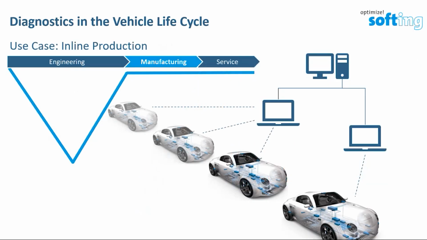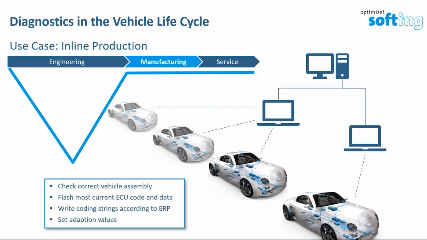So let's start with the first use case. It's a manufacturing one. The use case is inline production. In general, the control computer with the satellites is here. So the satellites are right in the line, and there are only a small number of inline production cycles where the vehicle is powered and the diagnostics are possible. So here you can see some of the different tasks with the respective diagnostics.